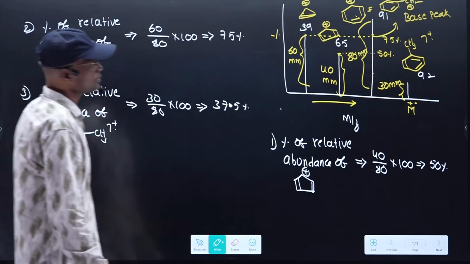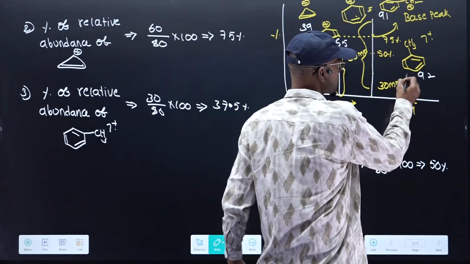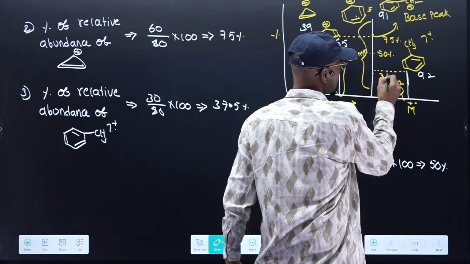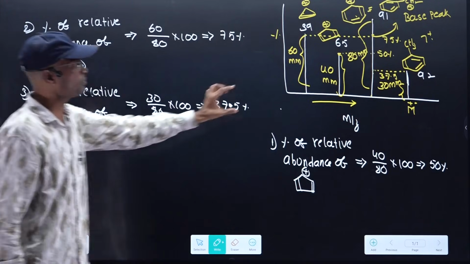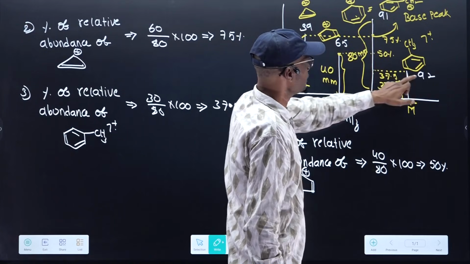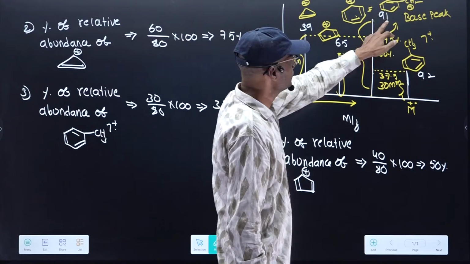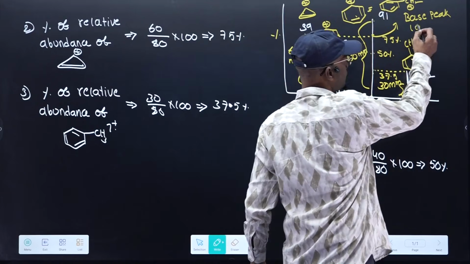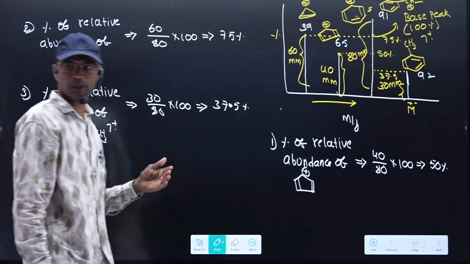So this height is not exactly 25%. This height is more than 25%. It is nearly 37.5. So with respect to the base peak, this height is 37.5, more than 25%. Exactly 50% is the 65 peak, and exactly 75% is the 39 peak, and 37.5 is the 92 peak. In all these cases we are comparing with which one? The base peak. This 91 we are assuming as the 100% peak. Based on this, we are calculating the other percentages: height of selected peak by base peak into 100.